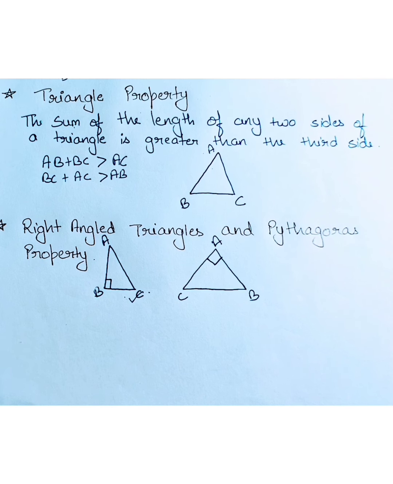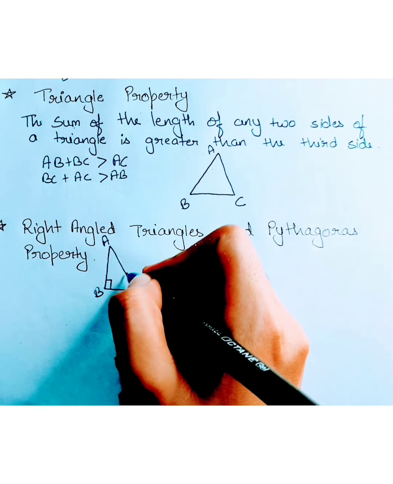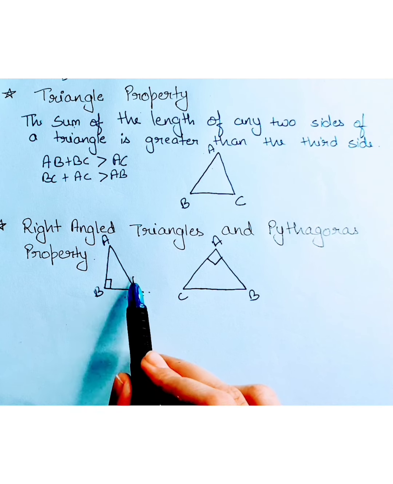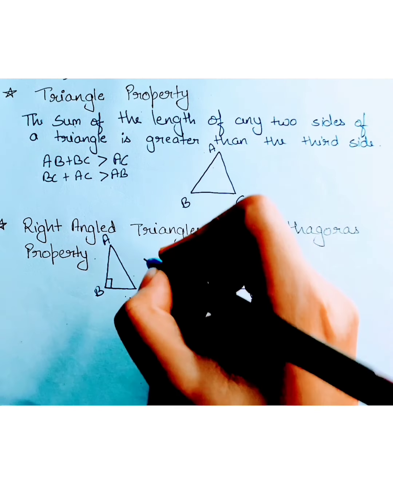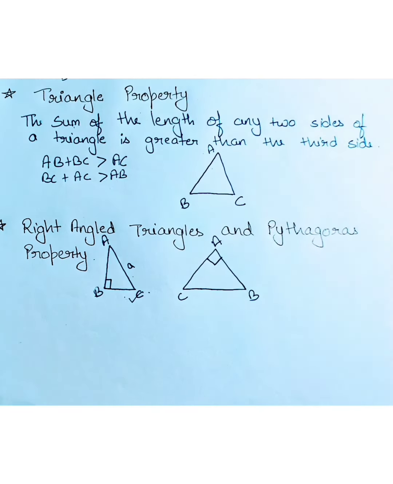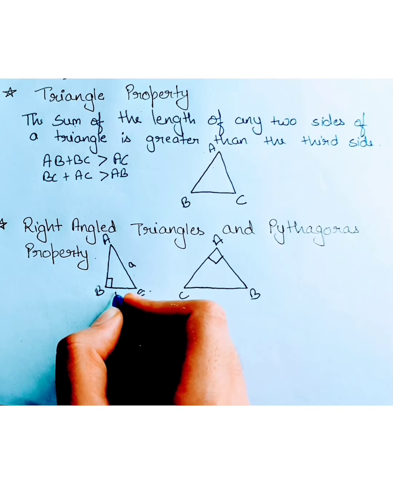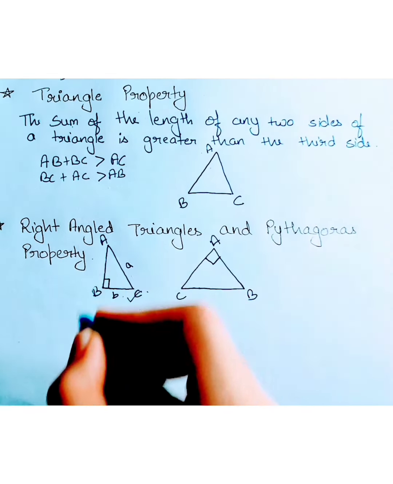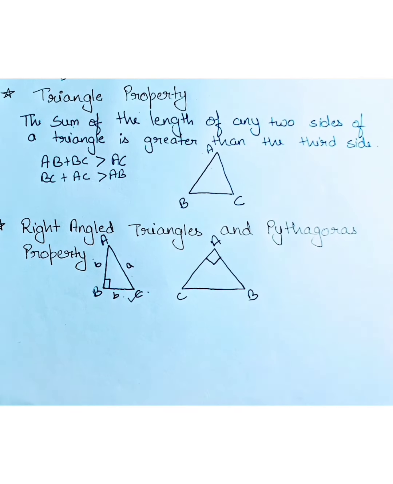Before understanding Pythagoras property, you must know that in a right angle triangle, the side opposite to the right angle, here in this triangle the side opposite to the right angle is AC, and we call it the hypotenuse. So the longest side of the right angle triangle is known as the hypotenuse, and this BC is known as the base and this AB is known as the height.